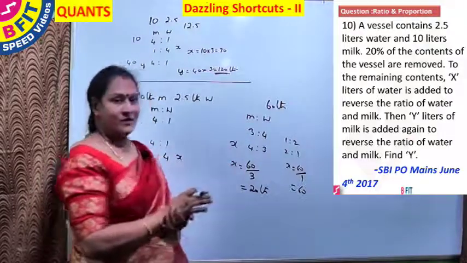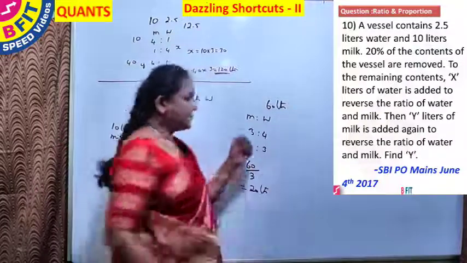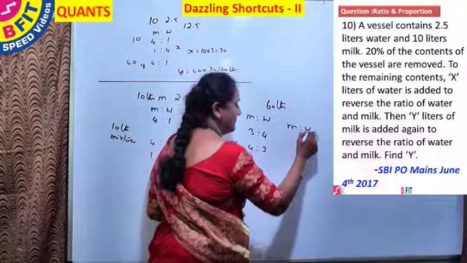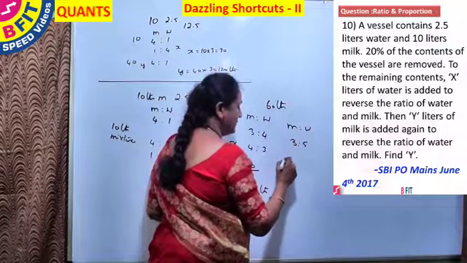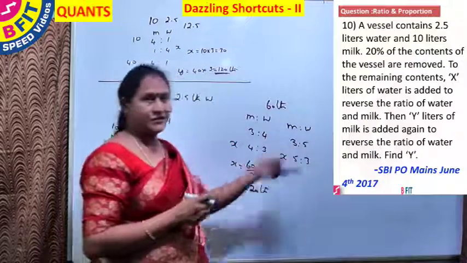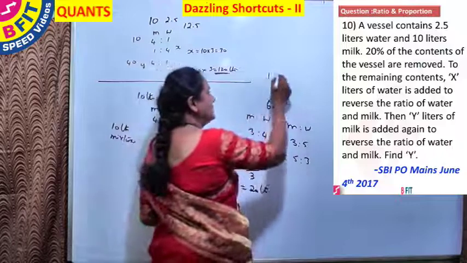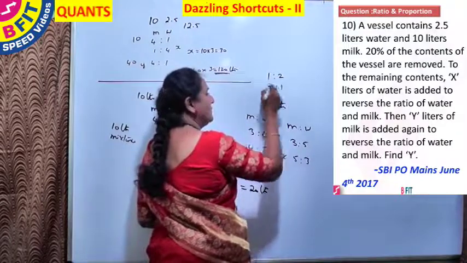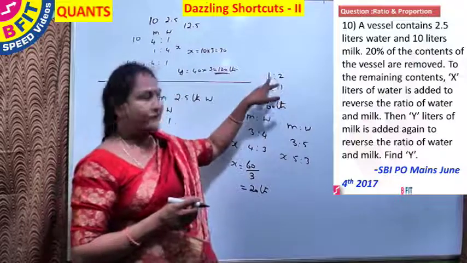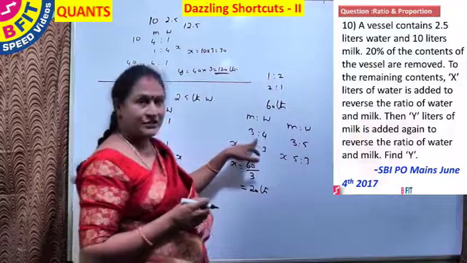And still more advanced pattern, suppose in this 60 liters, milk and water is 3:5. How many liters of milk should be added to reverse the ratio as 5:3? Can you see the difference in these patterns which I have given? Here it is 1:2. We have one factor, smallest value is 1. In this we have the ratio 3:4.